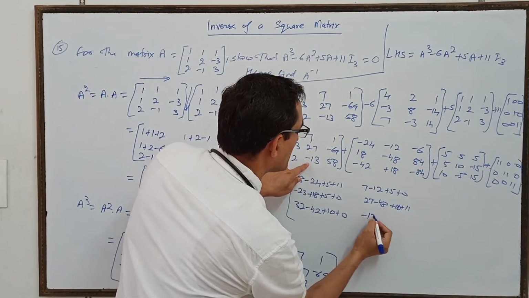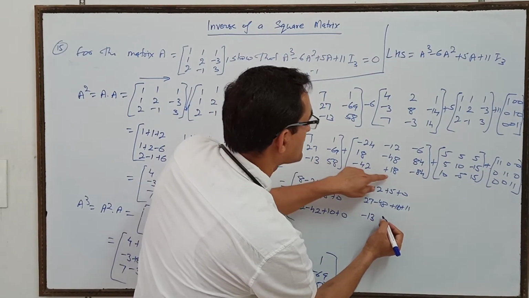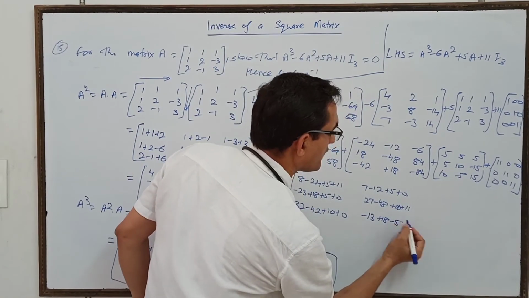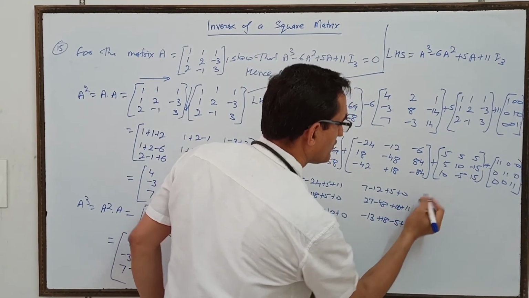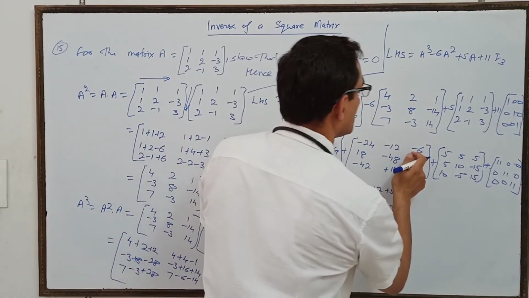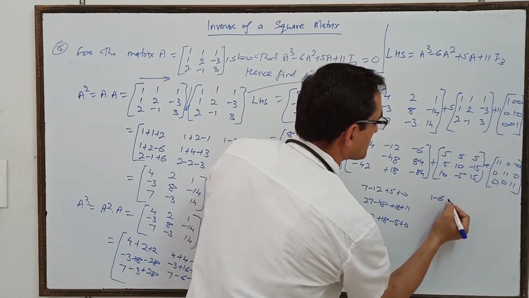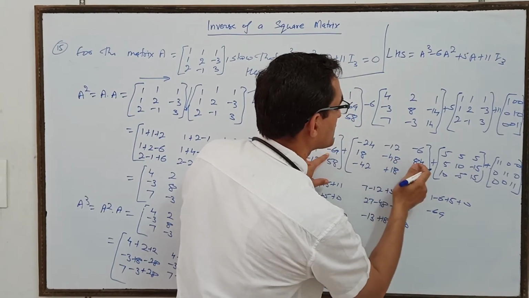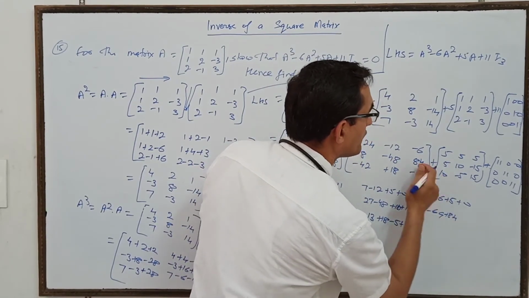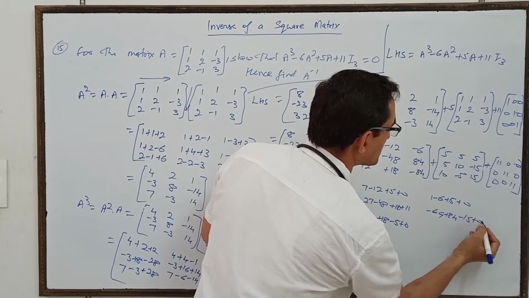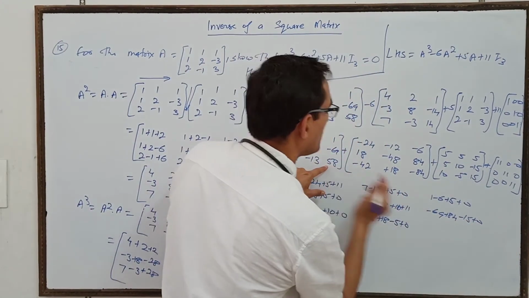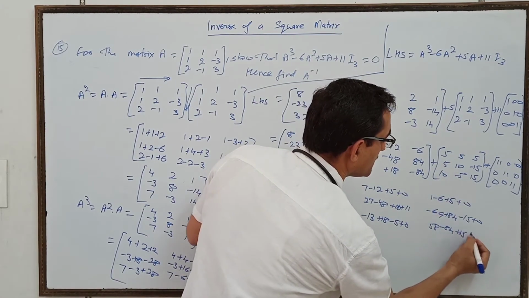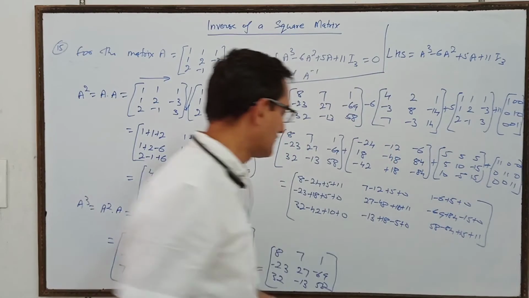For this one, minus 13 plus 18 minus 5 and plus 0. For this one, 1 minus 6 plus 5 and plus 0, minus 69 plus 84 minus 15 plus 0. And for this one, 58 minus 84 plus 15 and plus 11. So we have to see.